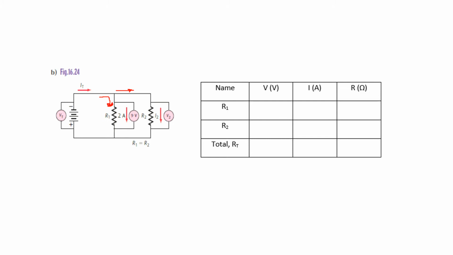So I'm just going to copy here again, like that one, all the values that are available to me. So I start with R1. I have voltage 9, and I have current 2.